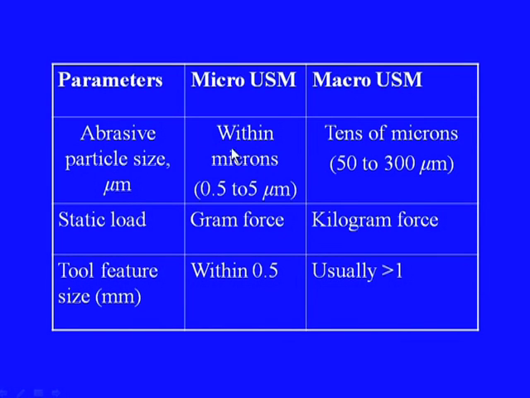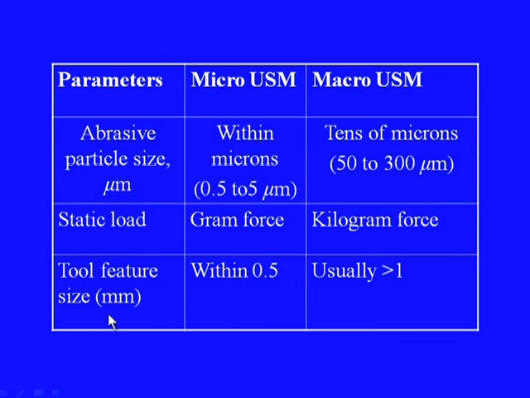Then as far as abrasive particle size is concerned, here also a significant difference is there. In case of micro USM the maximum particle size used is 5 micron, whereas in case of macro USM the particle starts from 50 micron and it can go up to 300 micron or so. And the recent trend in micro USM is where less than 1 micron particles are being used, and this is giving very good results as well.